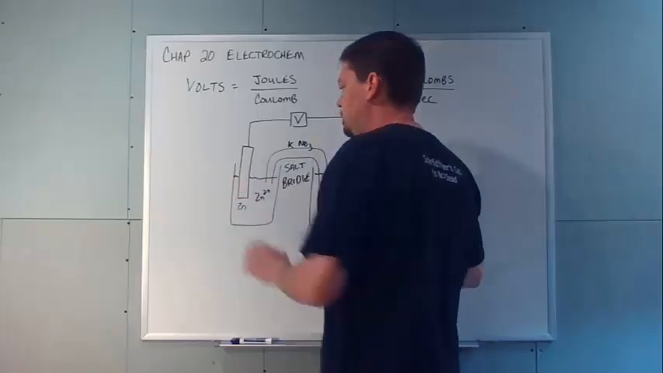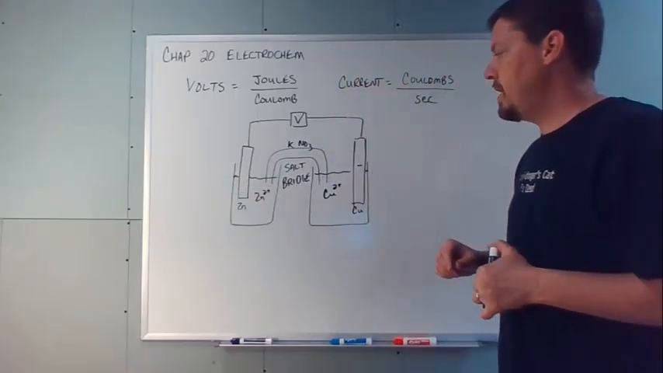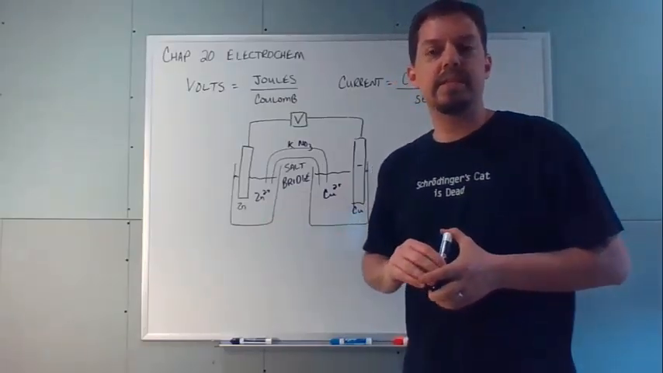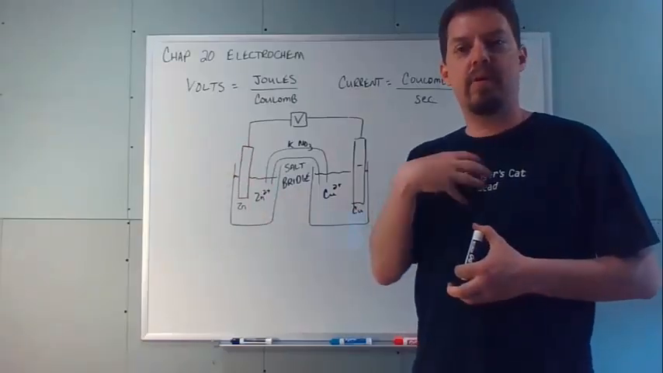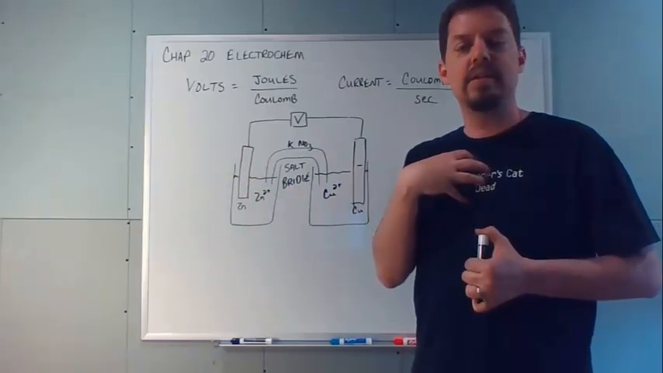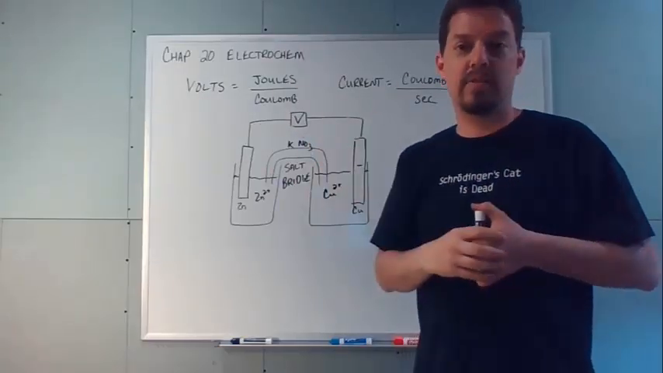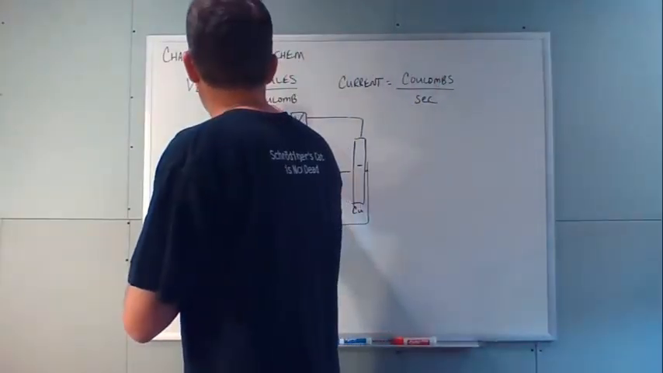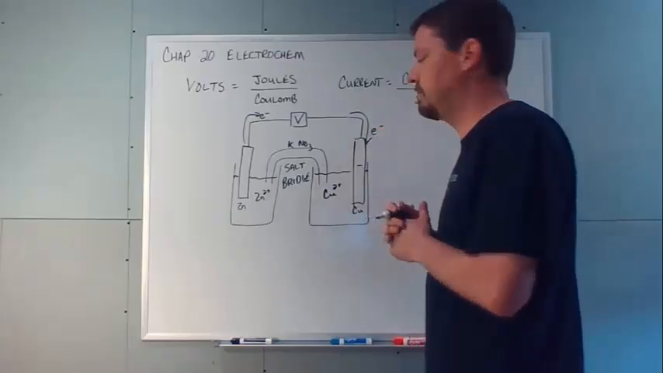When we do this, it turns out that copper is less reactive than the zinc, which means that the zinc is better at giving up electrons than the copper is. So the copper is more likely to take in electrons because of its electronegativity, and zinc is more likely to dump electrons, which means that electrons are going to start to flow out of here, and electrons are going to start to flow into here.